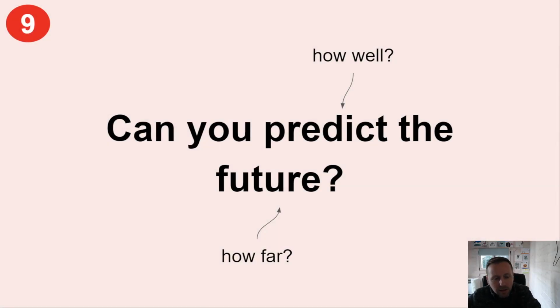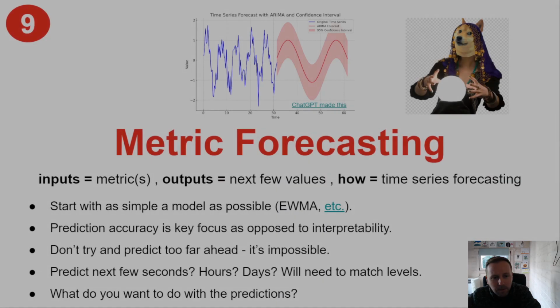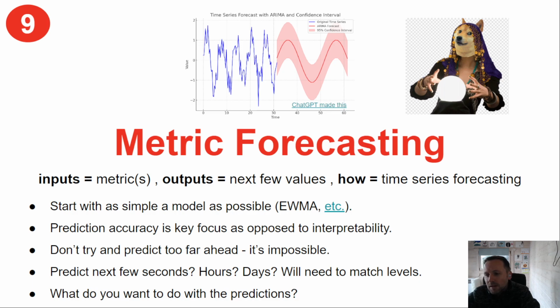The next one, number 9, is the typical one: can you predict the future? This is one that people always seem to ask for, even though it's probably not the most useful a lot of the time for observability. It's useful for capacity planning and stuff like that, but not for low latency observability data, because sometimes these things just aren't predictable. So here we're talking about metrics forecasting.